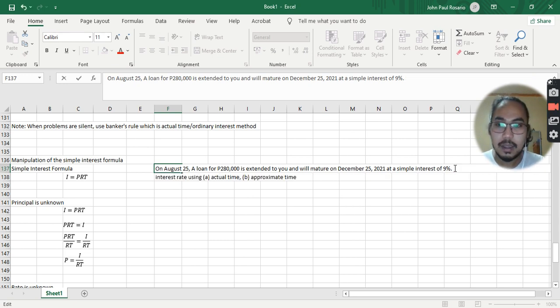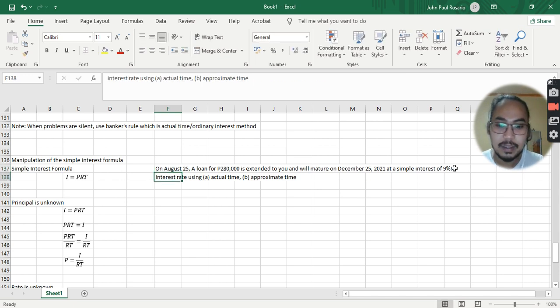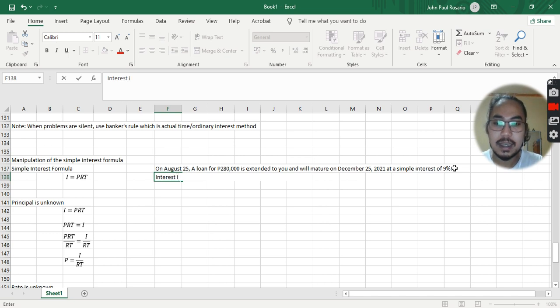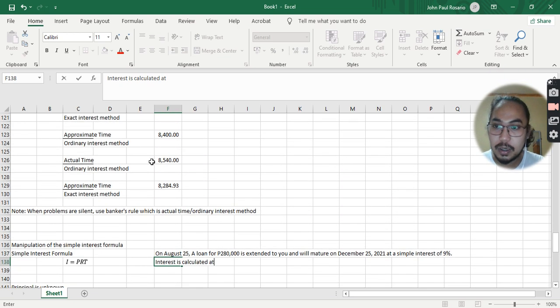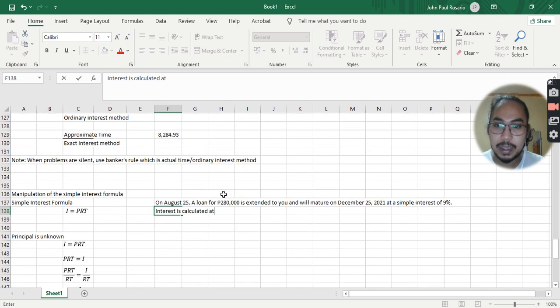On August 5, a loan is extended to you and will mature at a simple interest of 9%. Interest is calculated for actual time, and the interest is 8,540.